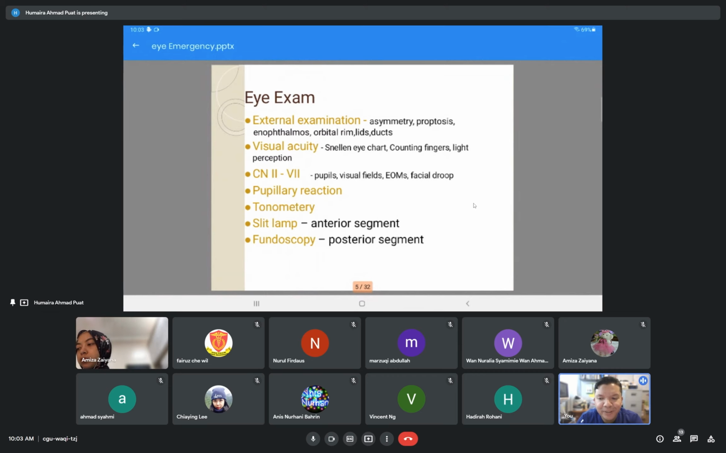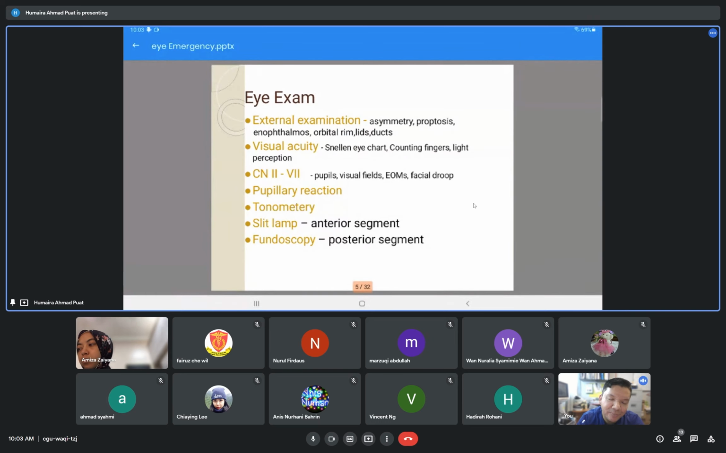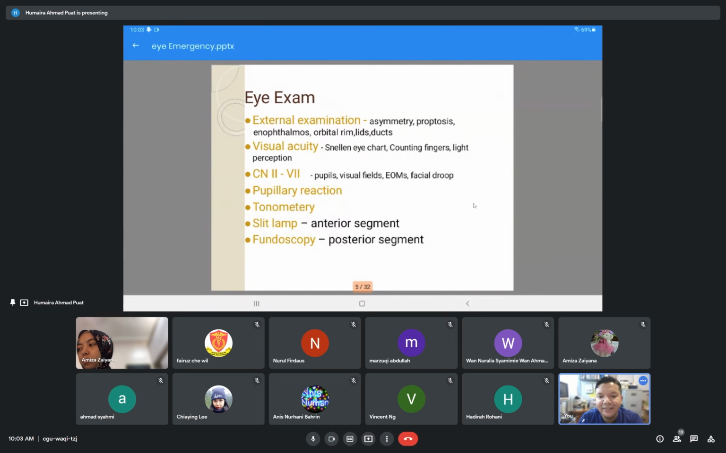You want to know the shape. Is the shape round or not? Kalau trauma kita nak tahu, is the pupil shape normal? Is it round or not? Okay. Then after that you want to see the size of the pupils. Are the pupils reactive or not?